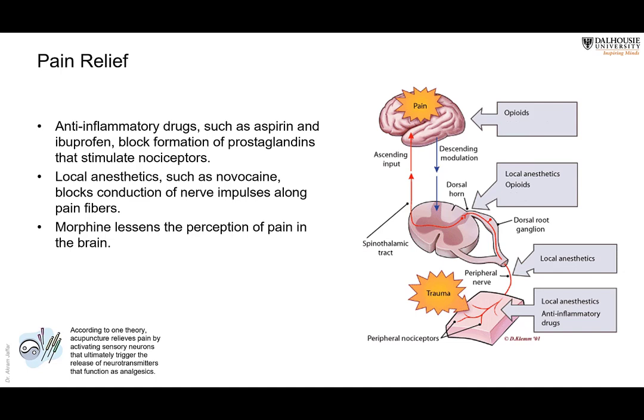I'm not going to go into details of these, but there are neurotransmitters here that block or even reduce the sensation of pain. These are called endorphins, and they can naturally block the sensation of pain. It is thought that acupuncture might work by stimulating the release of these natural pain blockers.